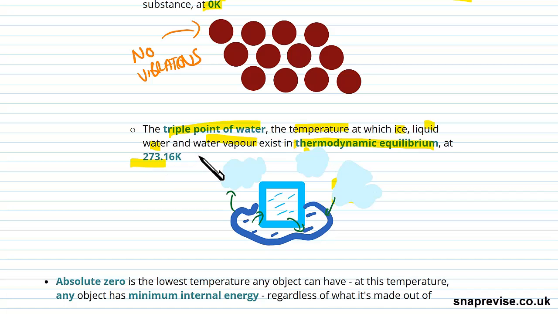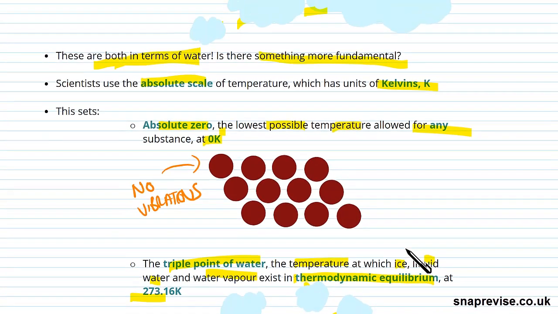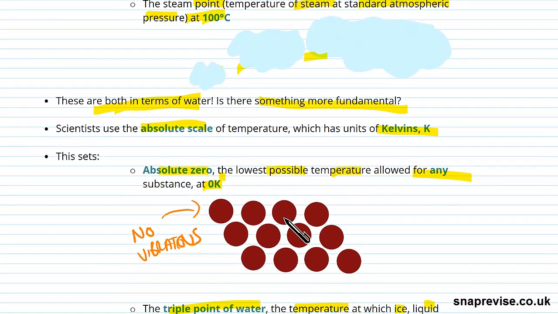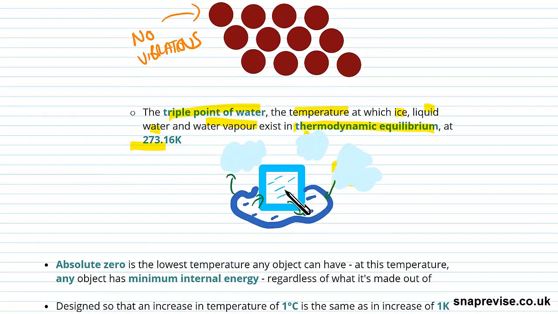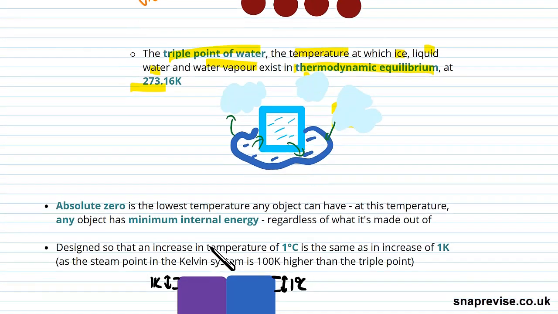You might think that's a bit odd. The reason it's been picked is to do something we're going to talk about in a second, which is to make Kelvin and Celsius as similar as possible. But before we get to that, we'll talk a little more about absolute zero.